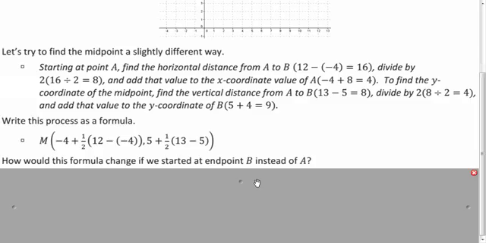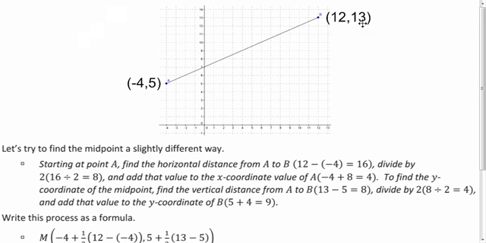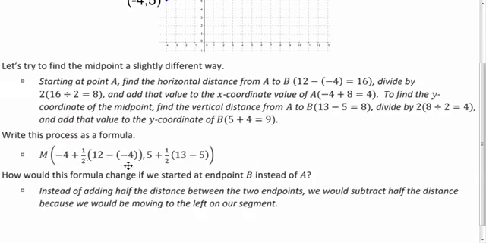So what would be different if we had instead started with endpoint B? How would that change our formula? Well, instead of starting with -4 and 5, if we start at B, we would have to start with 12 and 13. And the other difference is we're not going to be adding here. We're going to be subtracting these distances because we're moving to the left. So the direction is important when you're applying this formula.